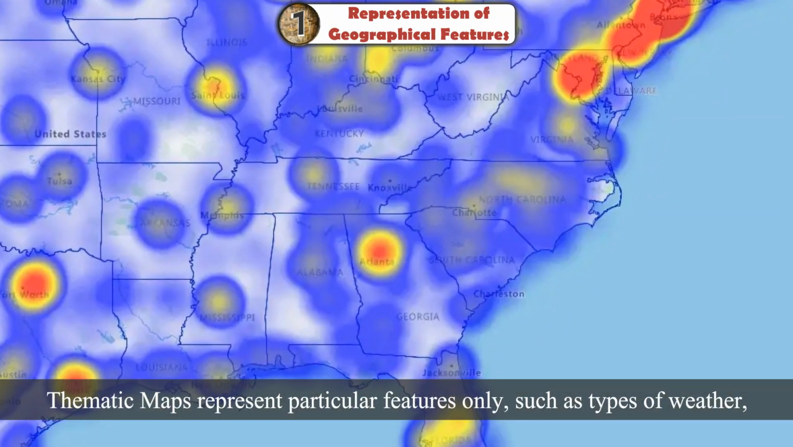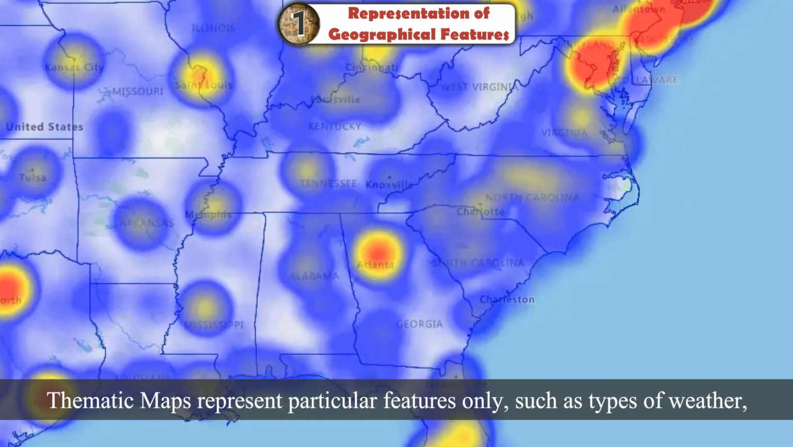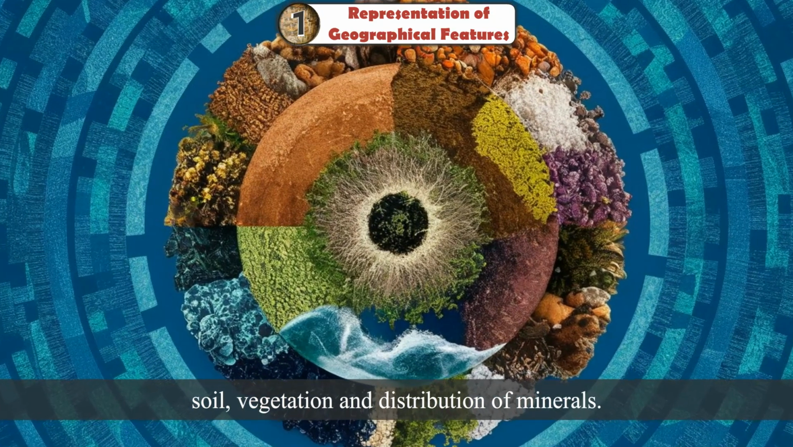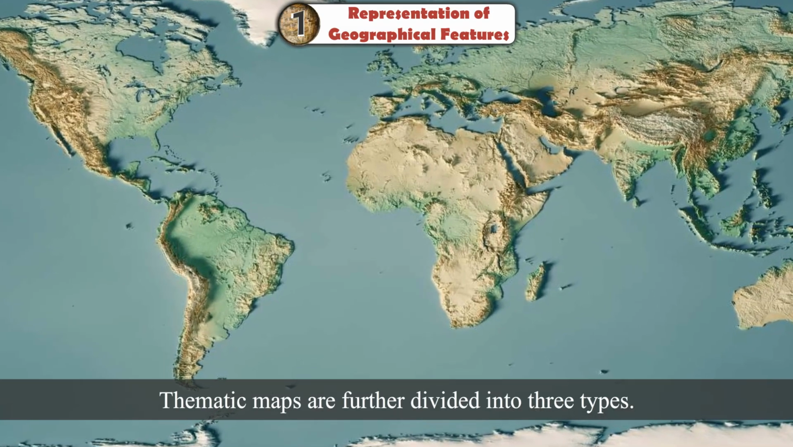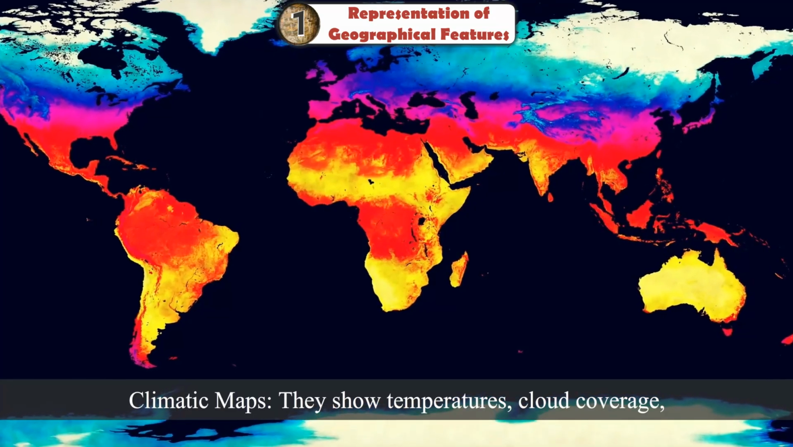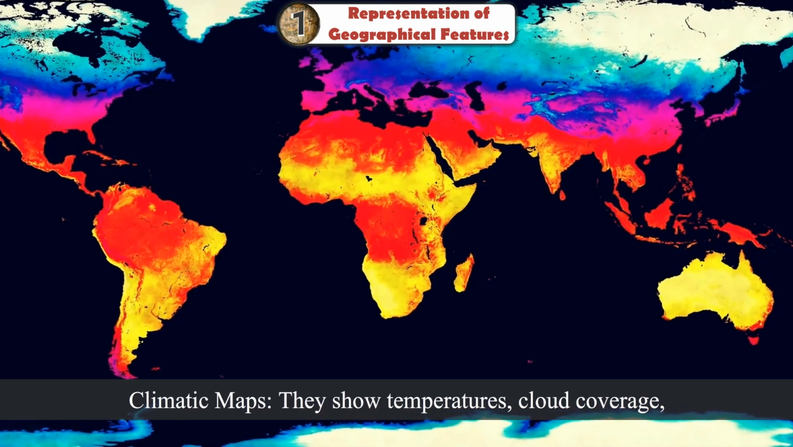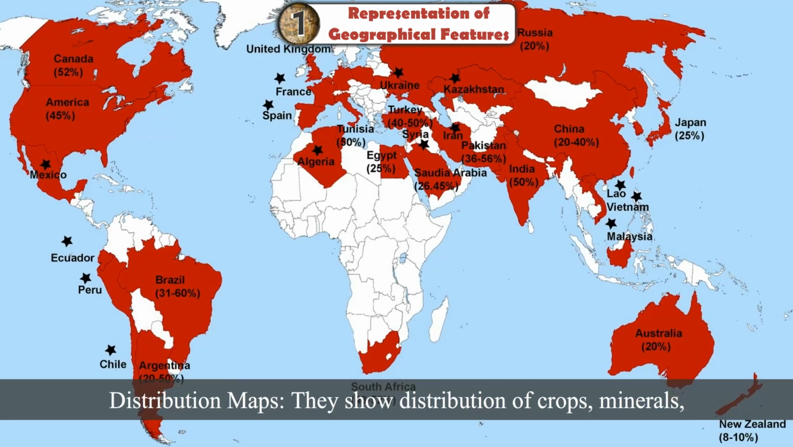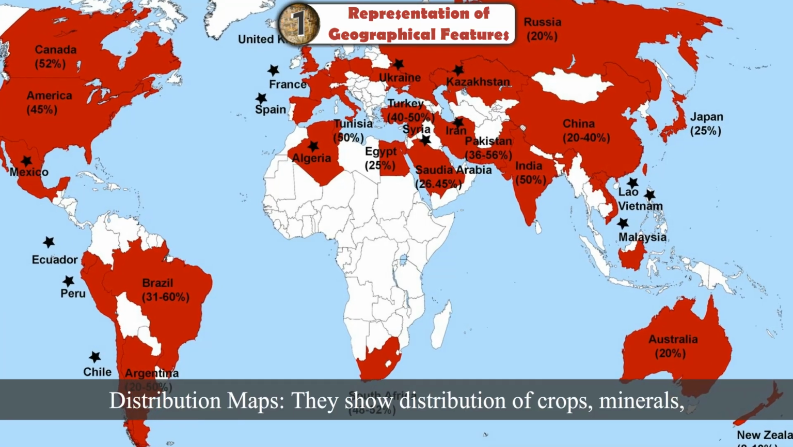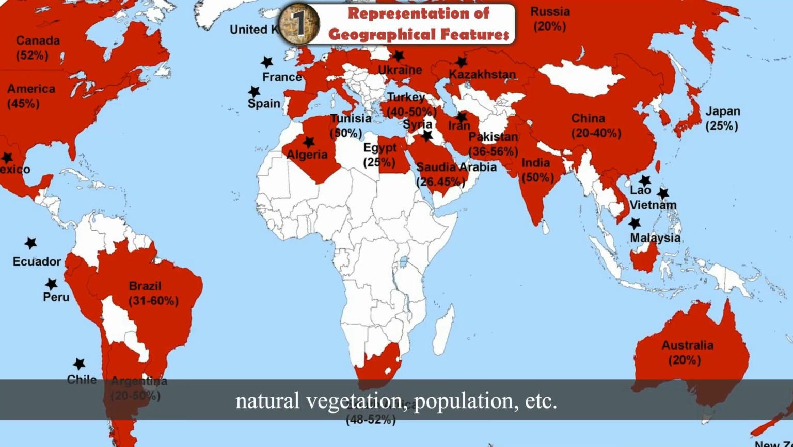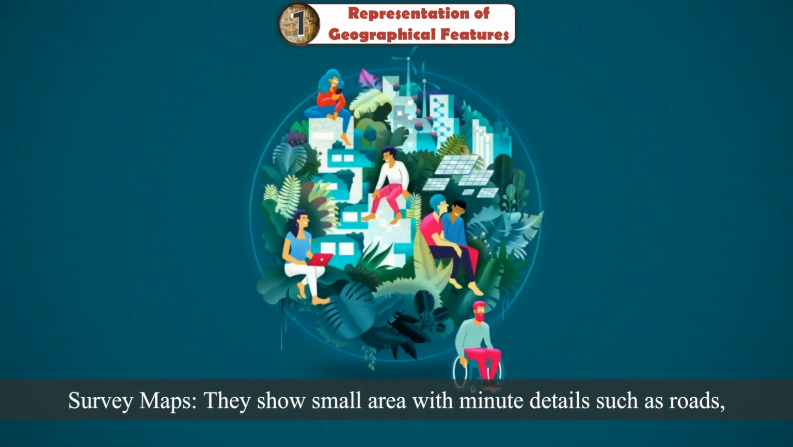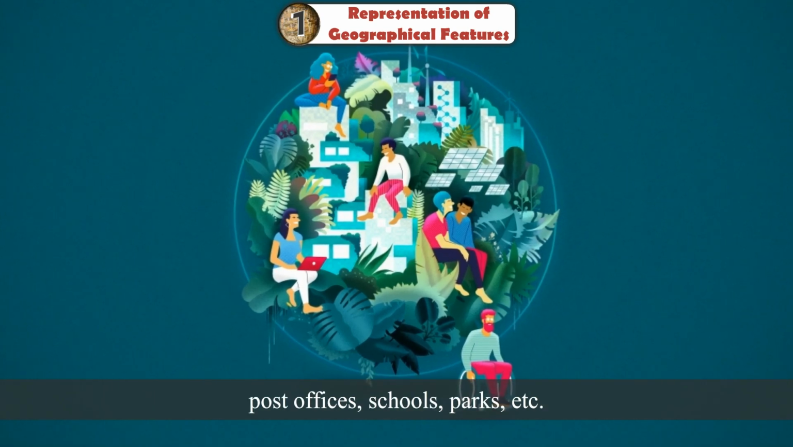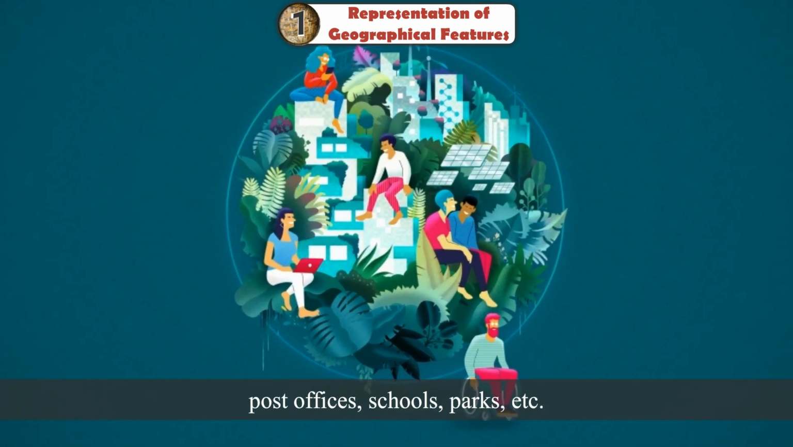Thematic maps represent particular features only, such as types of weather, soil, vegetation, and distribution of minerals. Thematic maps are further divided into 3 types. Climatic maps. They show temperatures, cloud coverage, humidity and rainfall. Distribution maps. They show distribution of crops, minerals, natural vegetation, population, etc. Survey maps. They show small areas with many details such as roads, post offices, schools, parks, etc.